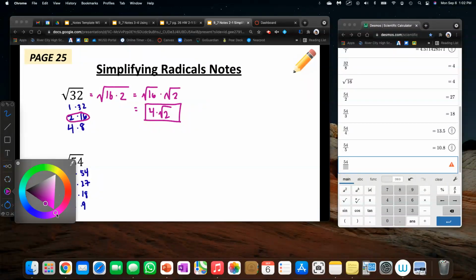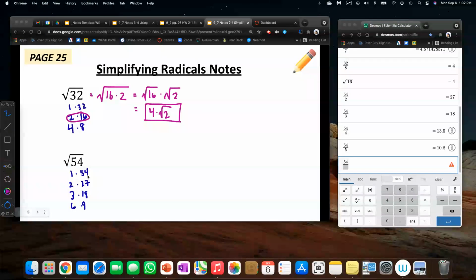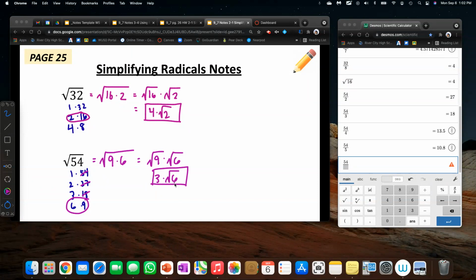Again, I'm going to scan through my list and find the largest perfect square. 54 is not a perfect square, so it can't be this pair. It can't be 27. 18 is not a perfect square. 9 is a perfect square, so this is going to be my pair, how I'm going to rewrite the square root of 54. I like to write the perfect square first, though it doesn't really matter. And then we're going to split it apart: the square root of 9 times the square root of 6. The square root of 9 is 3, so this is going to be 3 times the square root of 6. So the square root of 54 simplified is 3 times the square root of 6.